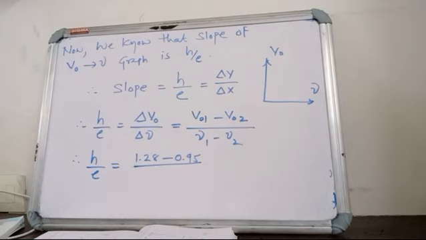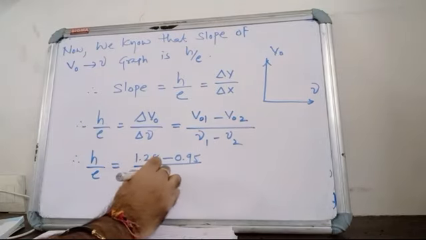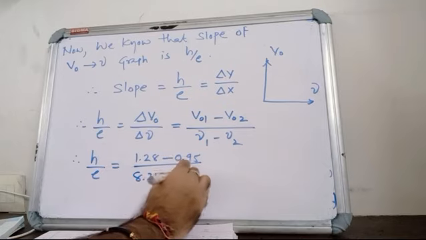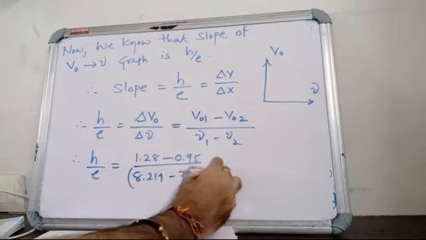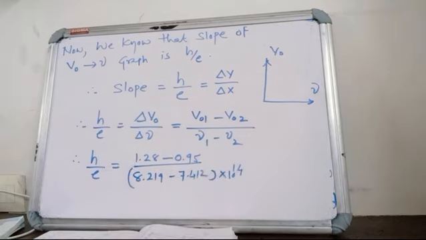1.28 minus 0.95 upon 8.219 minus 7.412 into 10 raised to 14, right?